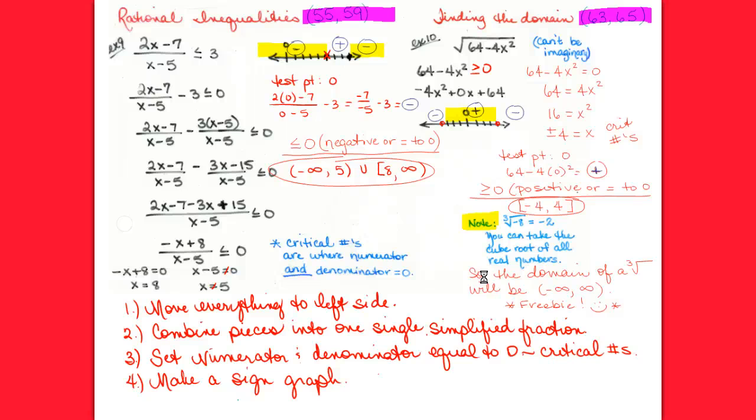So when you're doing the homework tonight, 55 and 59 are going to be like these rational inequalities, and 63 and 65 are going to be like those domain problems. So here's our homework for tonight on pages 64 to 65. We're doing 45 through 51 odd, 55, 59, 63, 65, challenge 71.